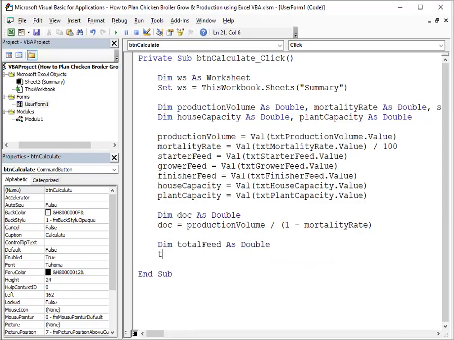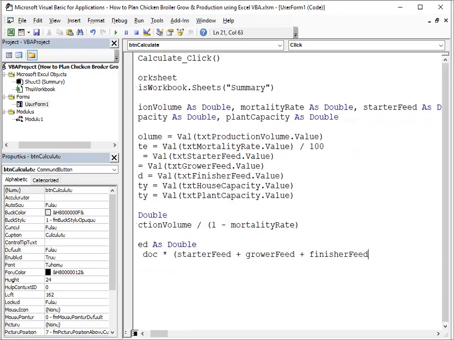Then it would be total feed equals DOC times, okay, all the feeds will be added. Starter feed plus grower feed plus finisher feed, then just close it. Okay, all the spelling is okay.